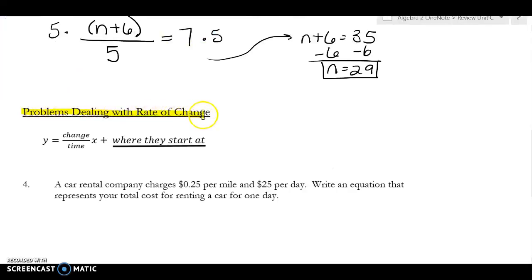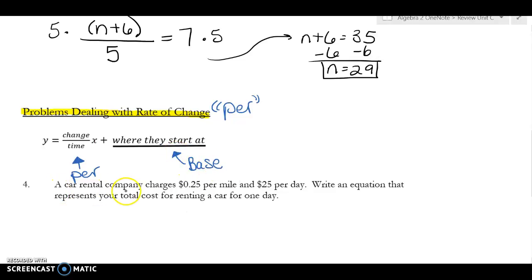Rate of change tend to be per problems. So if you see the word per, this is usually the per. Sometimes it'll be change over time, but a lot of times it's going to be the per. This is where you start the base cost.